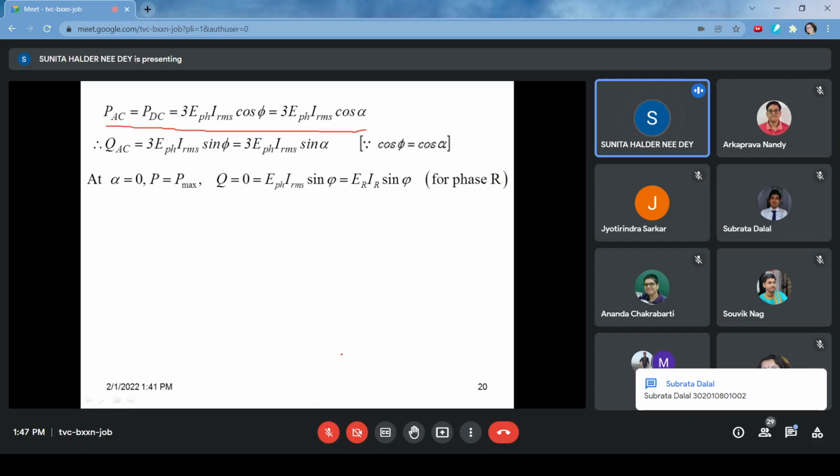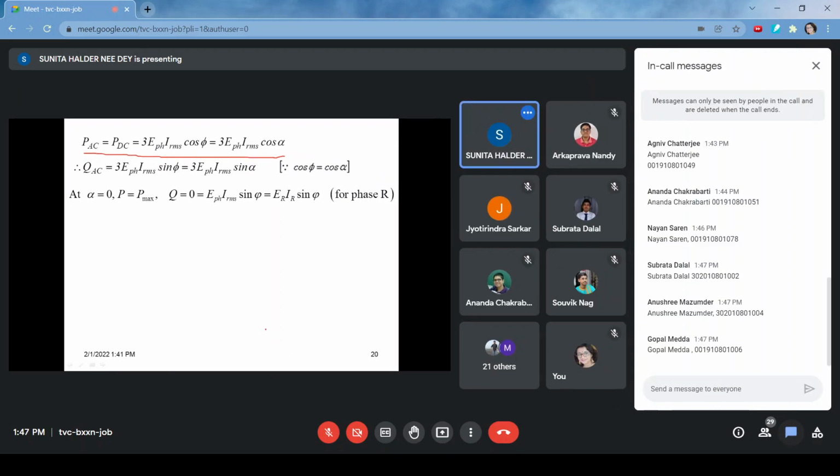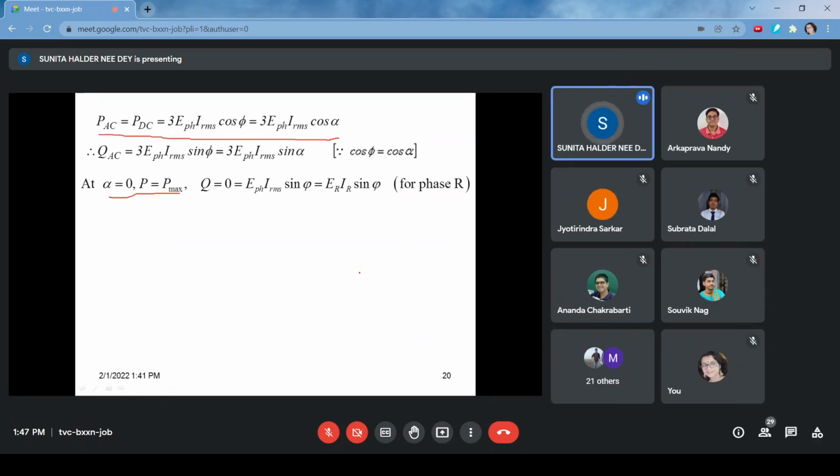So that's why when we change from station 1 to station 2, only the firing angle will change. If we want to configure one station as the sending end, we shall set alpha less than 90. If we want to set that station as the receiving end, then we shall set alpha more than 90, right? And at alpha equal to 90 degree, there will be no active power. If there is no active power, there will be no DC power, then the current through the DC system will be zero, right? We can do that. And at alpha equal to 0, P equal to P max.